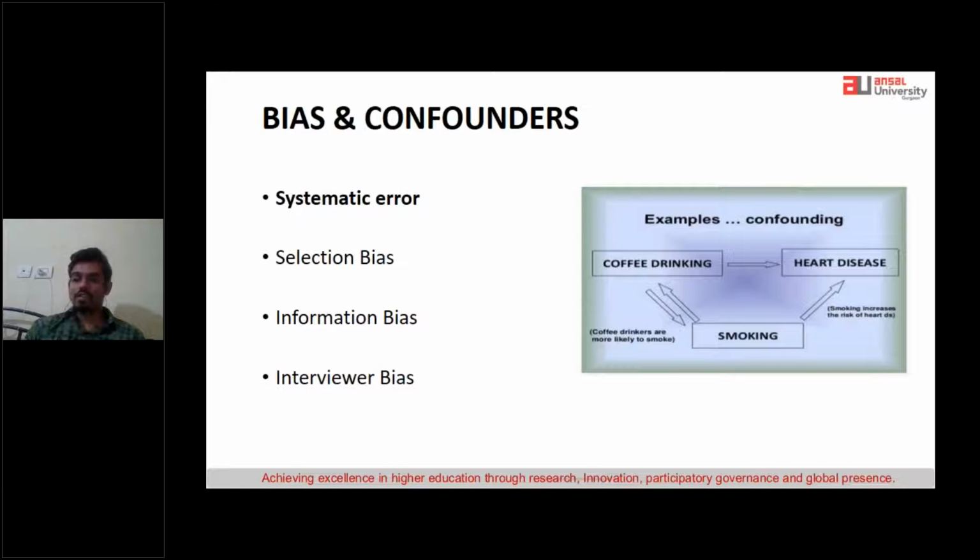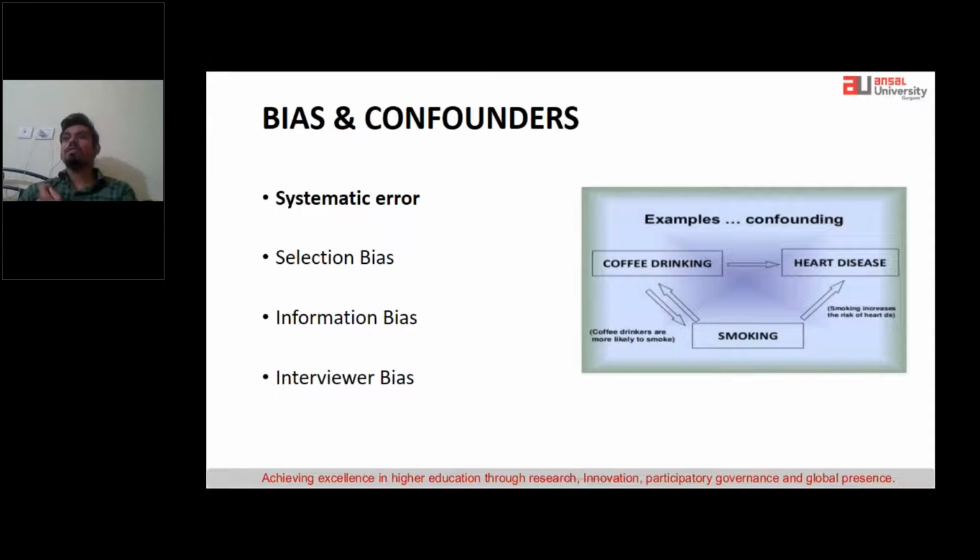Correct? That's how we should go about it. But I should also look into, is there any confounding factor? So here, coffee drinking can be a confounding factor. Why? Because the majority of people who do a huge amount of smoking also have a habit of drinking either tea or coffee. Now, tea and coffee is also related to heart disease.